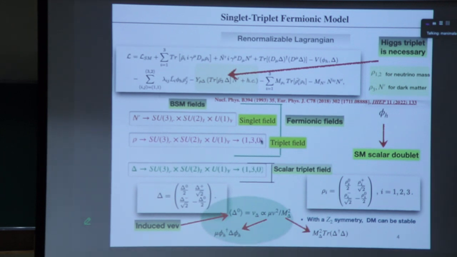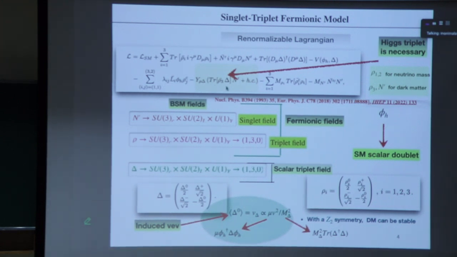So rho has hypercharge 0. It's an SU(2) triplet. Now among the 3 generations, the third component, rho 3, and N prime are basically the dark sector particles. And the moment you try to write interaction terms between rho 3 and N prime, if you stick to the renormalizable Lagrangian, then you will need this Higgs field. It's an SU(2) triplet field with hypercharge 0. So delta 0 is required just to complete this Lagrangian.